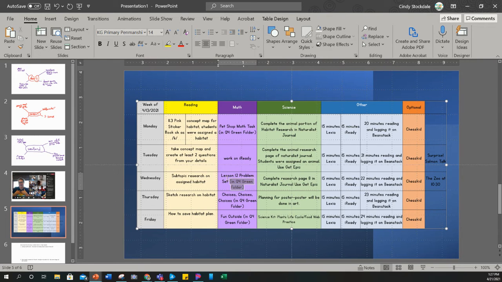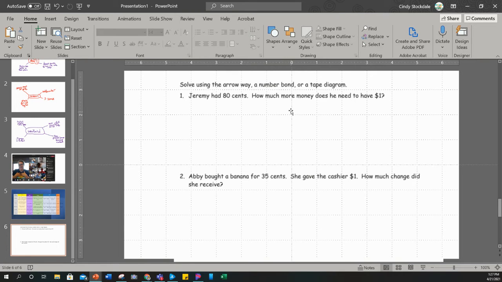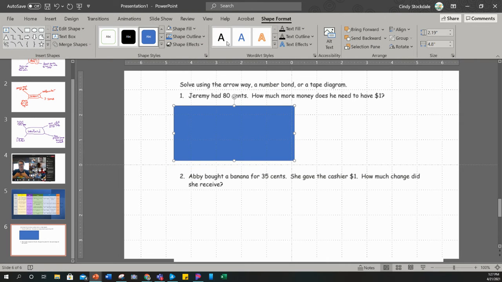For math, we were working on lesson 12 problem set in our quarter 4 green folder. All right, so this is what it looks like. This is the first 2 problems. We did both of these together in class.